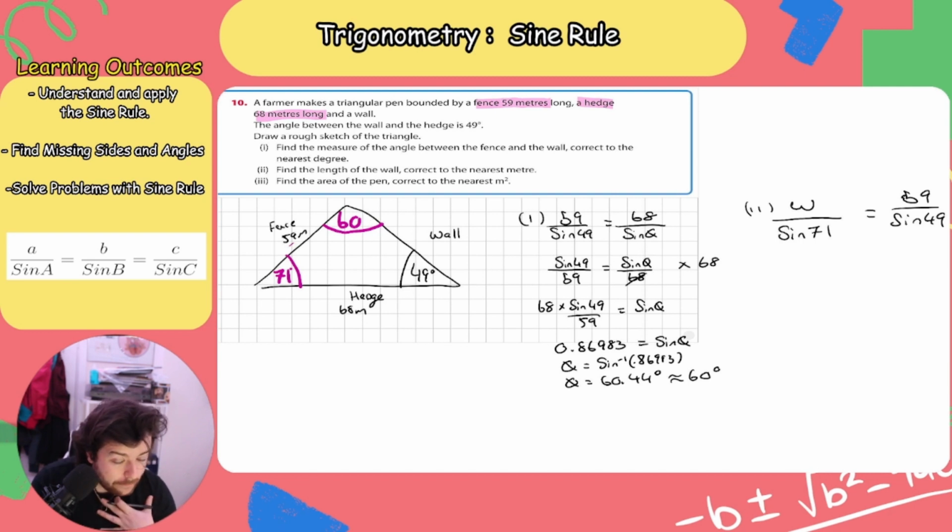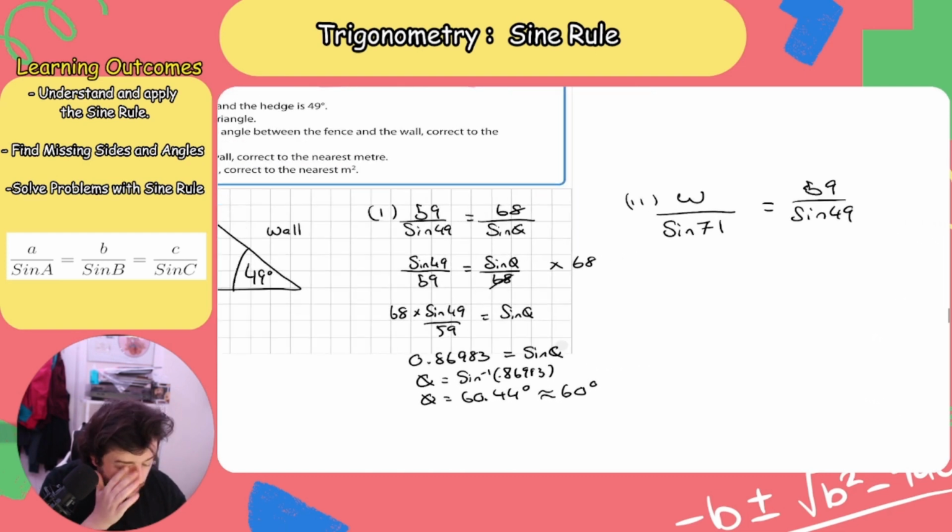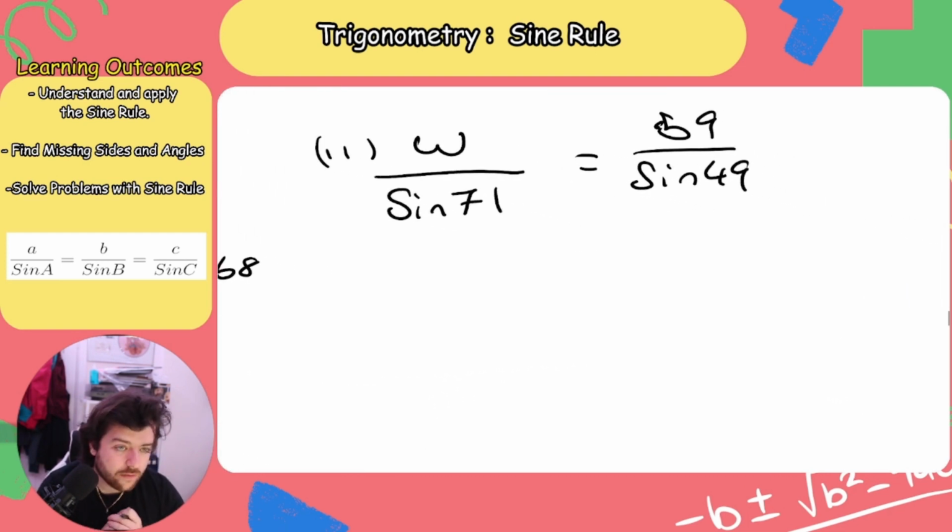For me, in the exam, I would just always use the bits you're given first, because if you got part 1 wrong and you use that in part 2, you might lose some marks. So if you can, use the bits you're given anyway, just to be safe. So I have the length of the wall divided by sine 71 is equal to 59 divided by sine 49. So I'm going to multiply both sides by sine 71 to get W on its own.